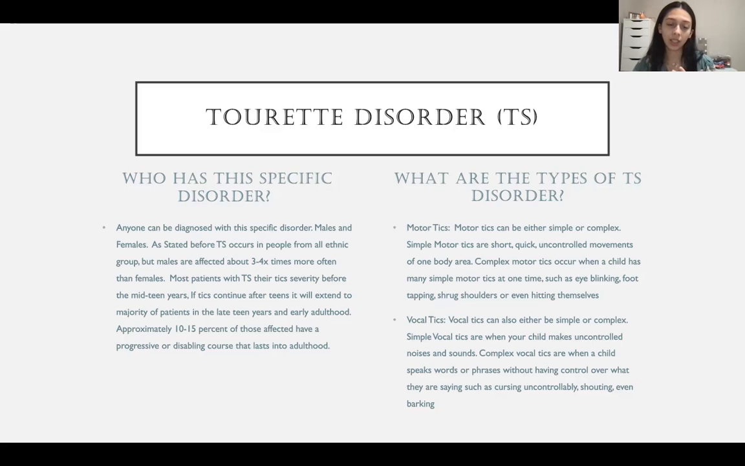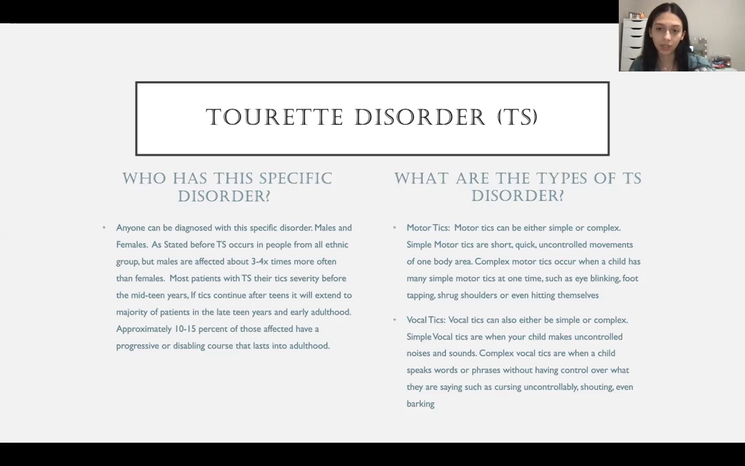Most patients with TS have their tic severity peak before their mid-teen years. What I mean by this is that, like I said, when I show you the video, I'll explain it a little bit more. In the teens is when you start to see it more. If tics continue after adolescence, they will extend in the majority of patients into their late teens and early adulthood. Approximately 10 to 15% of those affected have a progressive and disabling course that lasts into adulthood. I didn't want to mention a lot about adulthood in this presentation because we are focusing on children, but it was good to know about this disorder and who has it.